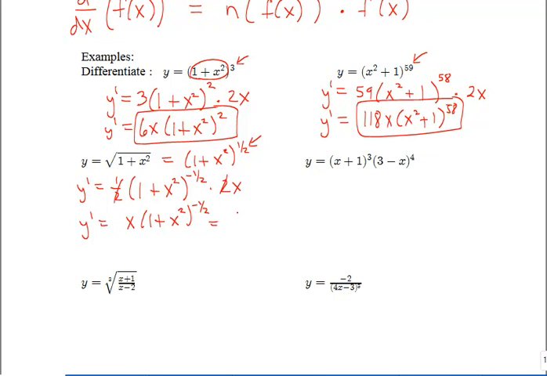And if you want, you can leave the x where it is and flip that (1 plus x squared) to the denominator and put a square root around it, just to kind of clean it up a little bit.